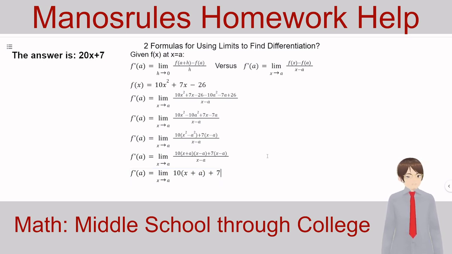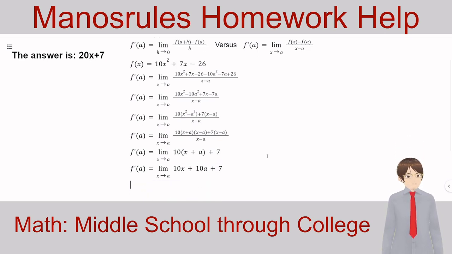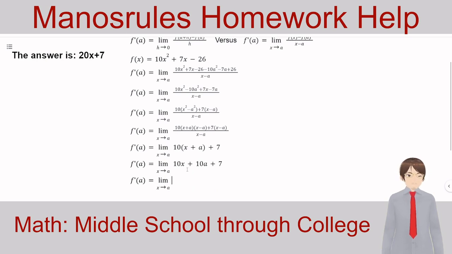And now going back with some distributing, distribute the 10 back in, we're left with 10x plus 10a plus 7. Now, lastly, I'll set all the a's to be x's just so the answer comes out the same, but really it's either way. And you end up with 20x plus 7. Or 20a plus 7, really. It's the same thing.